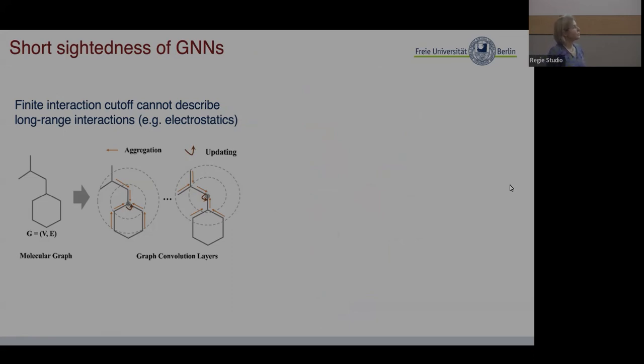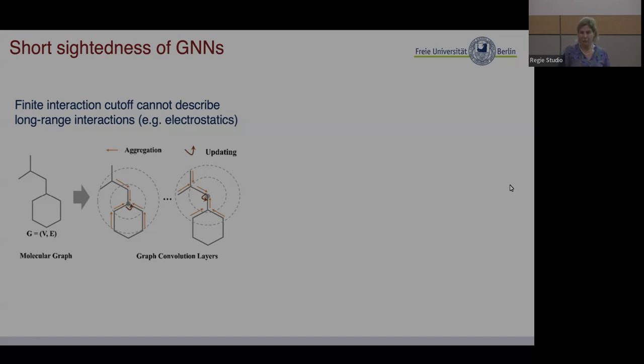Last thing I want to tell you is more on the neural network side. So we use graph neural networks a lot because molecules are graphs. But one of the main limitations of graph neural networks is that they are short-sighted. What does it mean? They have a cutoff radius. This is a power of graph neural networks.